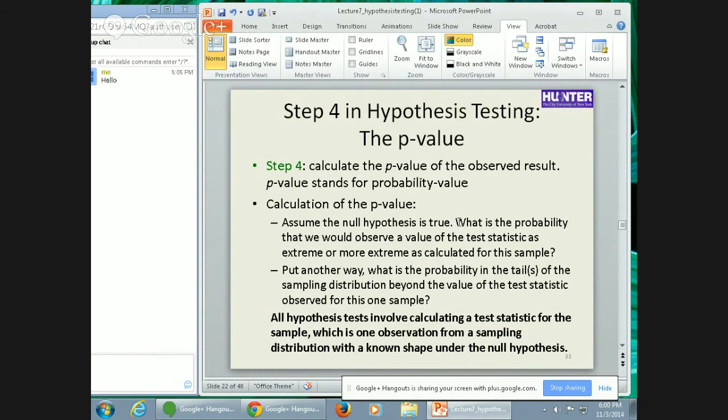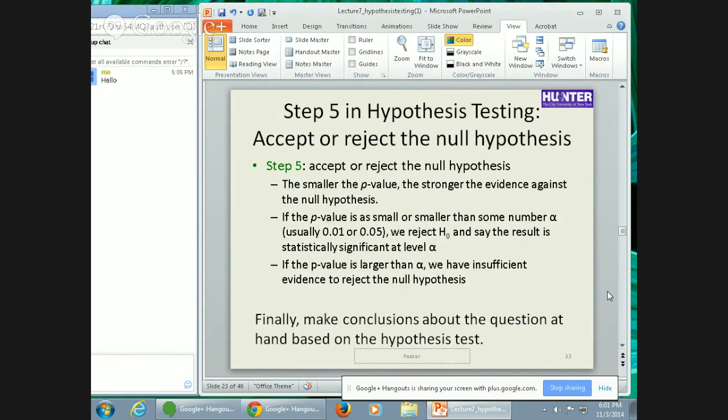And you can think about it, as we said before, what's the probability that we would observe a value of what we saw or more extreme, or what is the probability in the tail or tails of this sampling distribution under the null hypothesis beyond what we observed. And then based on that, if your p-value is less than alpha, you reject the null hypothesis, otherwise you don't. Simple. And then make conclusions about your question in terms of the subject matter.